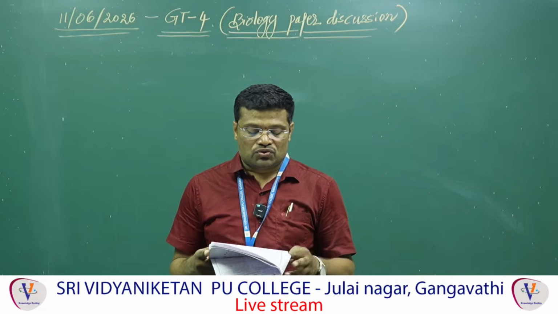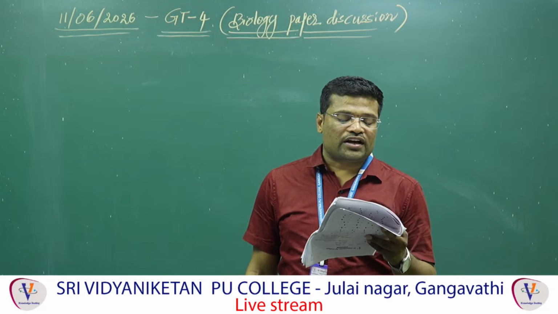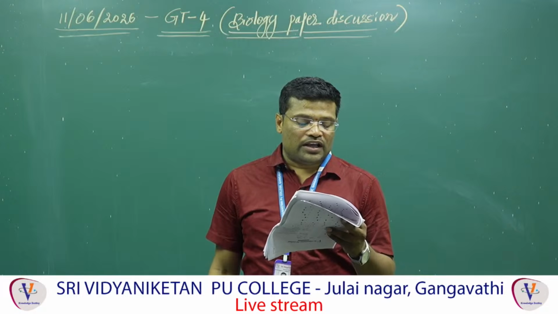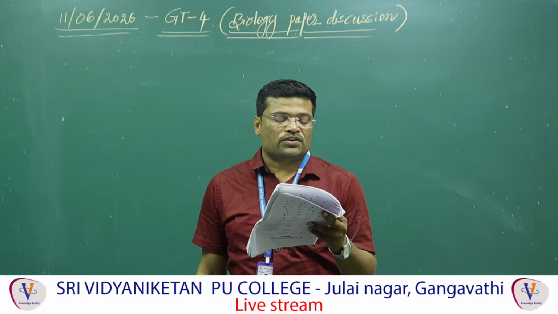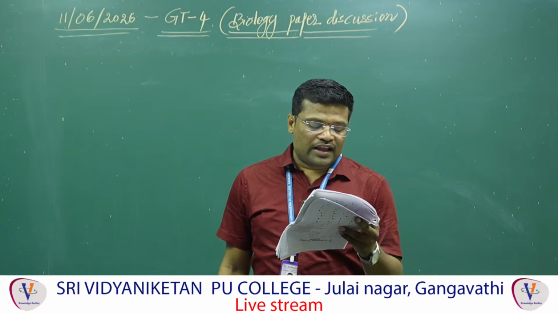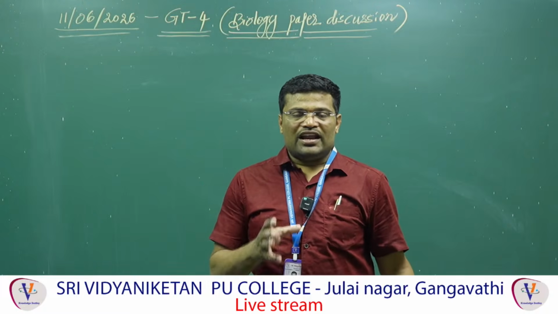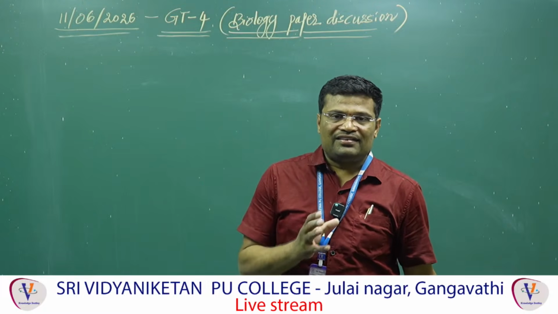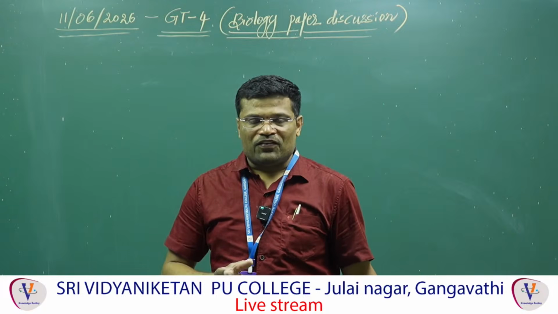And question number 1 or 2. Observe the given picture showing countercurrent mechanism in the loop of Henle of human kidney and choose the option with correct description for A, B, C and D. My dear students, here A represents water. Why? Because label A indicates the descending limb of Henle's loop.